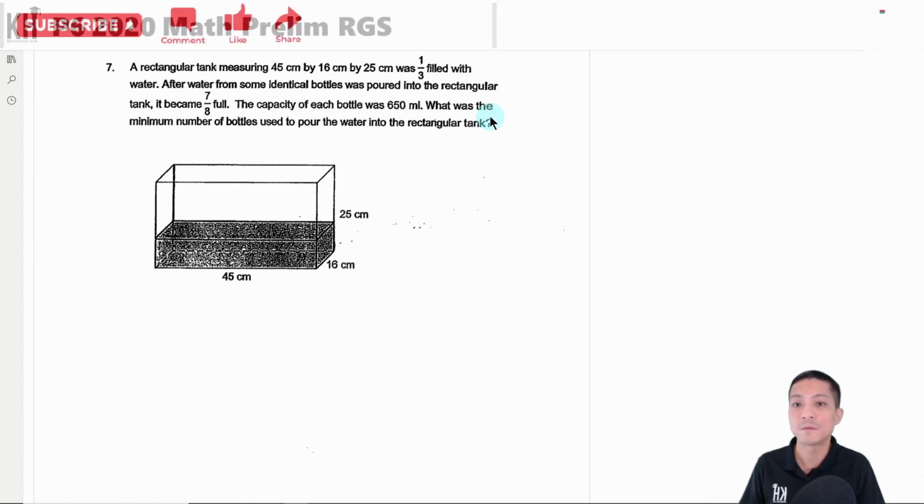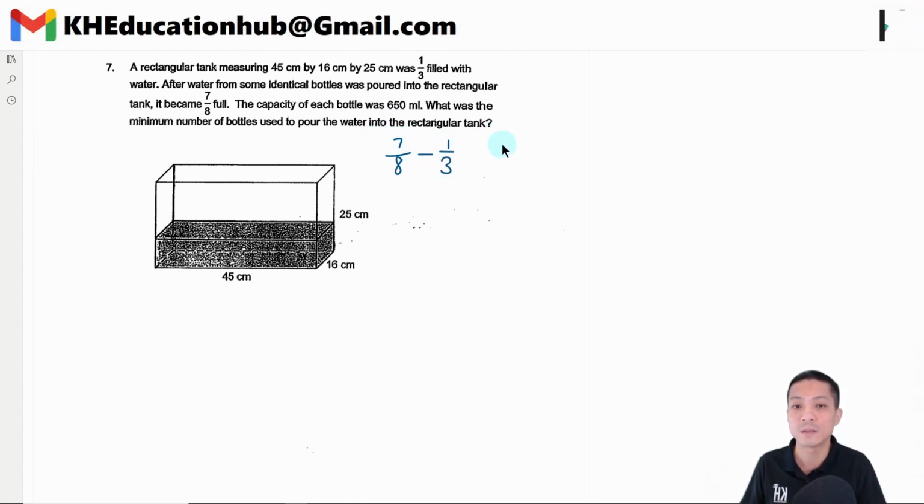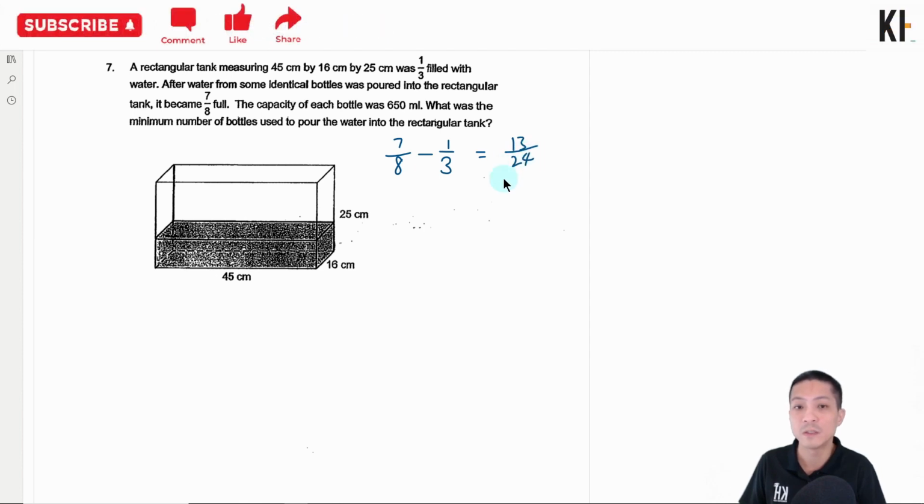Okay, so the first thing that we need to find is the total volume of water that came from the bottles, right? Okay, so the first thing I'm gonna find is I'm gonna use 7/8 minus 1/3, to find the fraction of the volume or the height increased after the water was poured in. Okay, 7/8 minus 1/3 is gonna give me 13 out of 24.